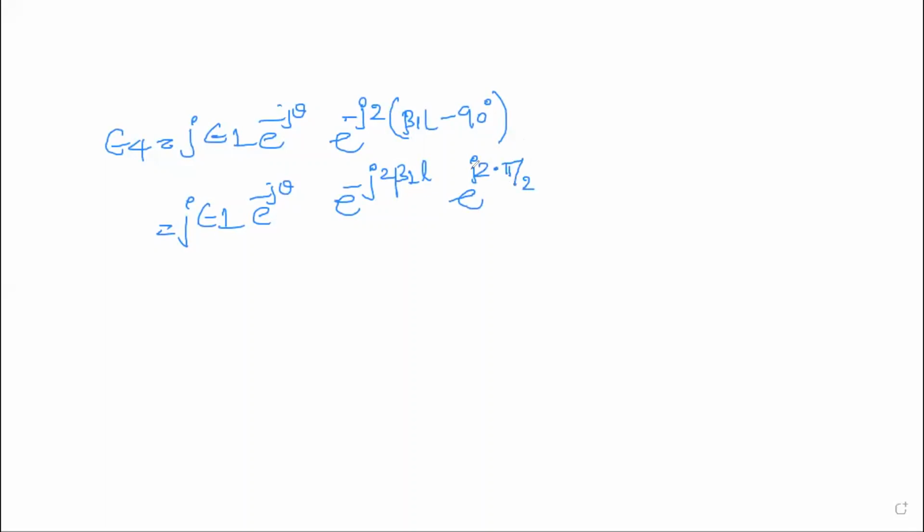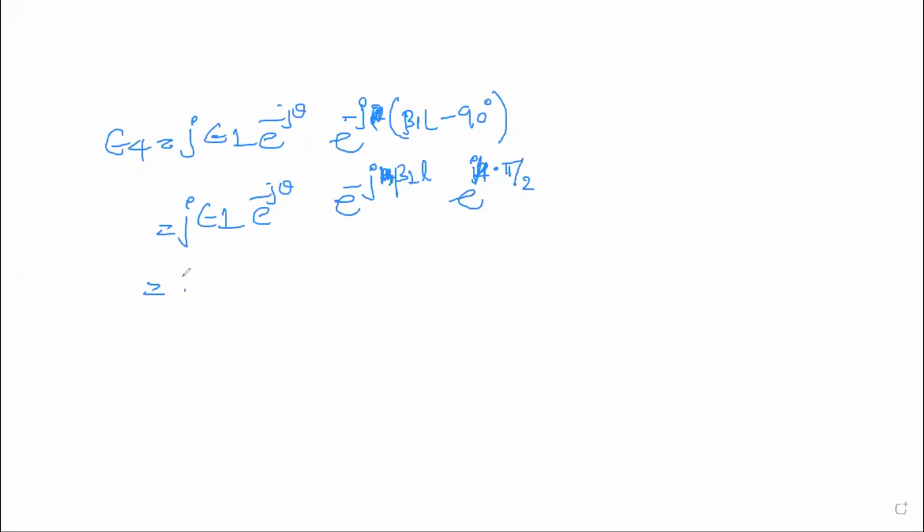There's no 2, ma'am. E power minus j beta 1. There's no 2. Okay, there is no 2. That's beta 1. Correct? Yeah. So j beta 1L e to the power j pi by 2. Yeah. So this 2 is not there.